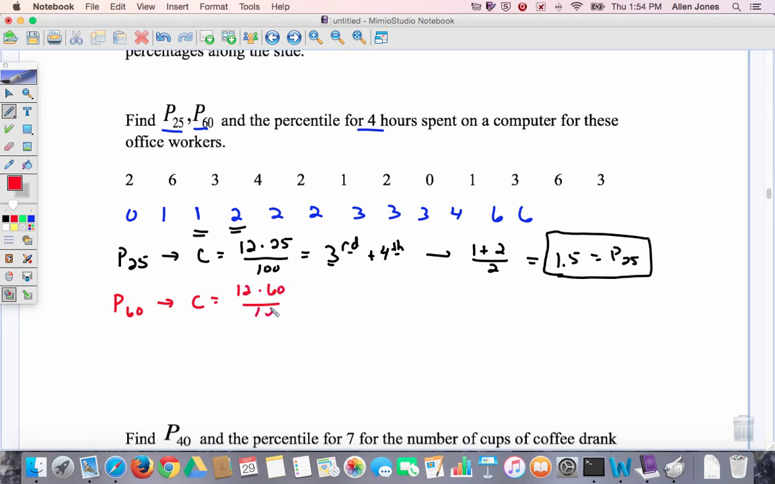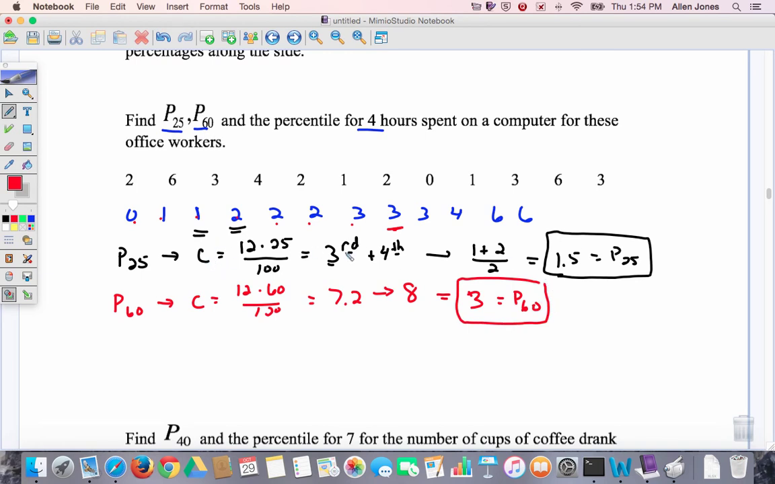Our second one, the 60th percentile, we'll show the other route we go. C equals 12 times 60, n times p, divided by 100. This time we do get a decimal value, so C is not a whole number, it's 7.2. So in this case, we round that up to 8, and we go to the number in the 8th position. 1, 2, 3, 4, 5, 6, 7, 8. You can see 3 is in the 8th position, so 3 is the 60th percentile.